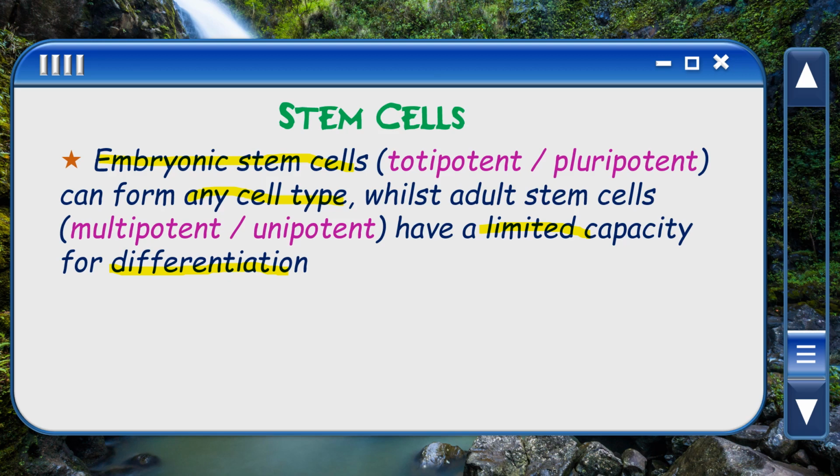Whereas the adult stem cells that we find in adults, that we are calling multipotent and unipotent, have limited capacity for differentiation.